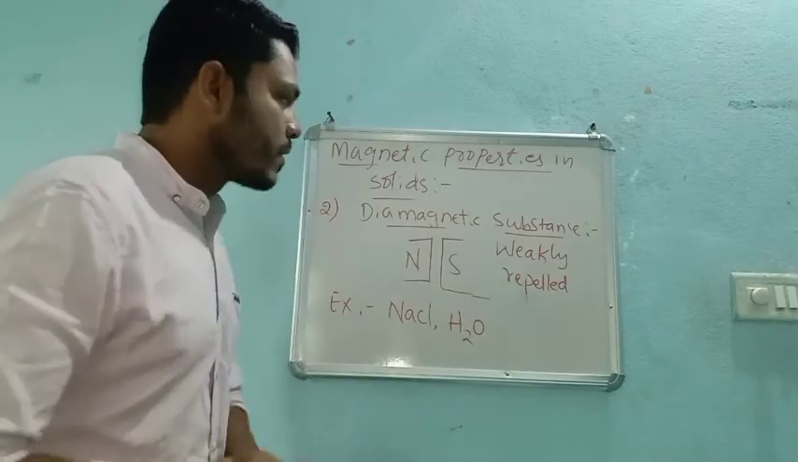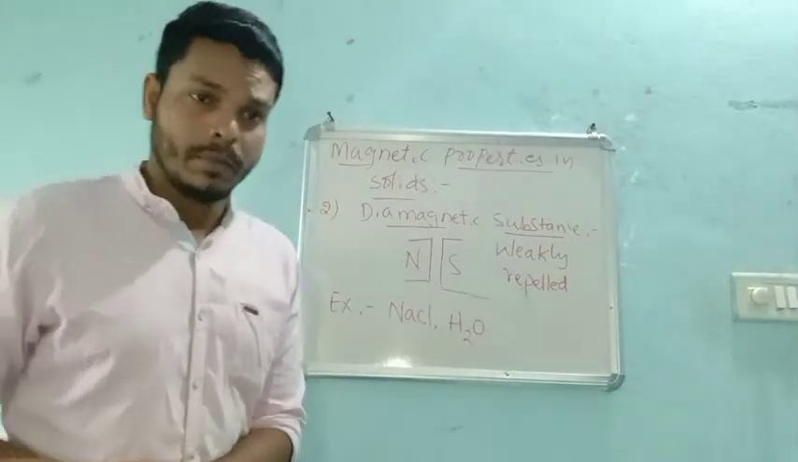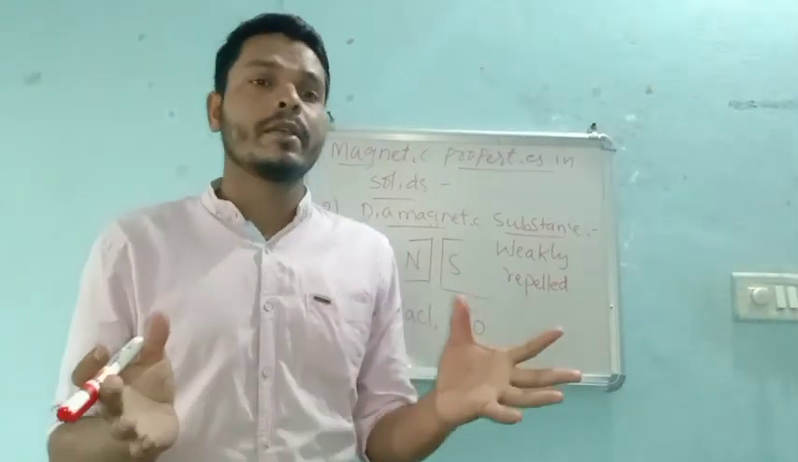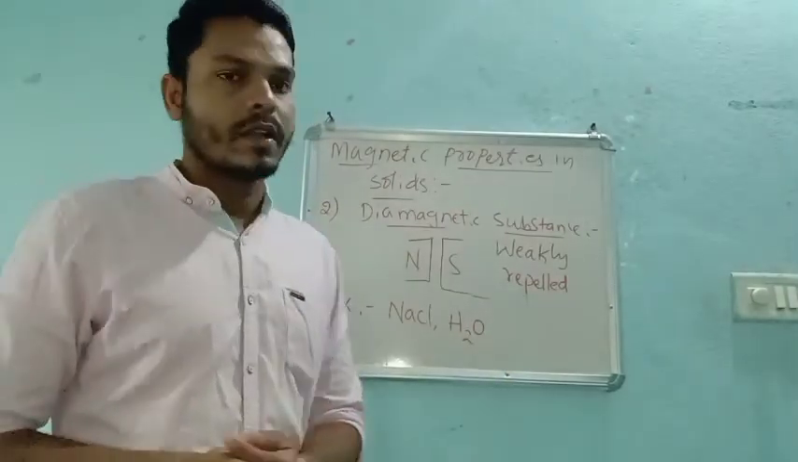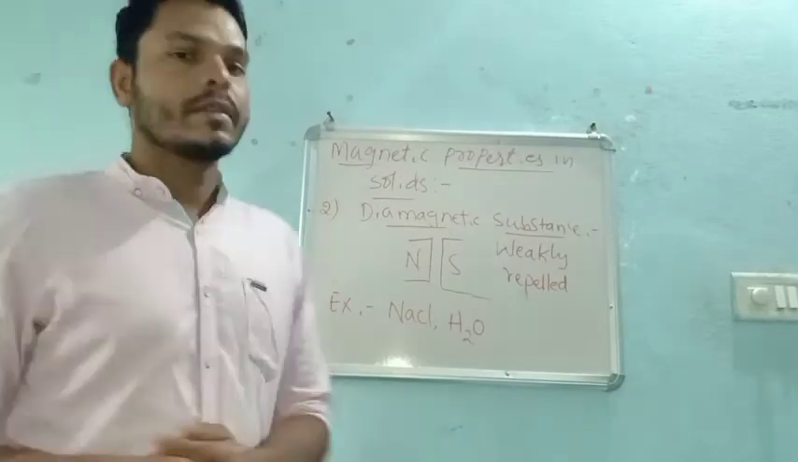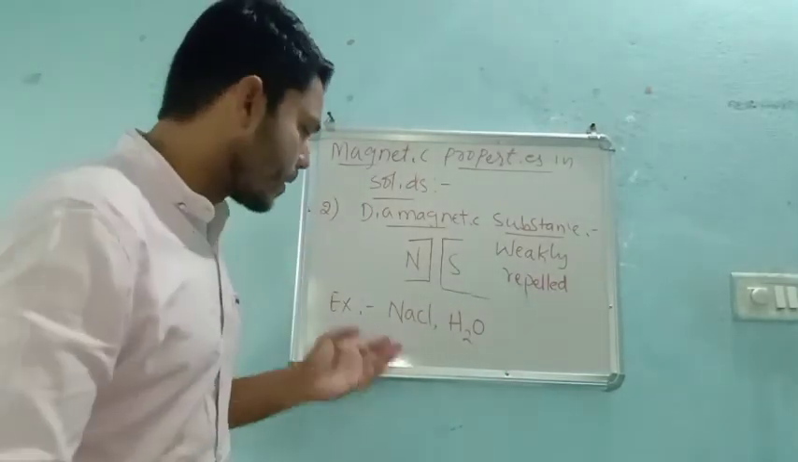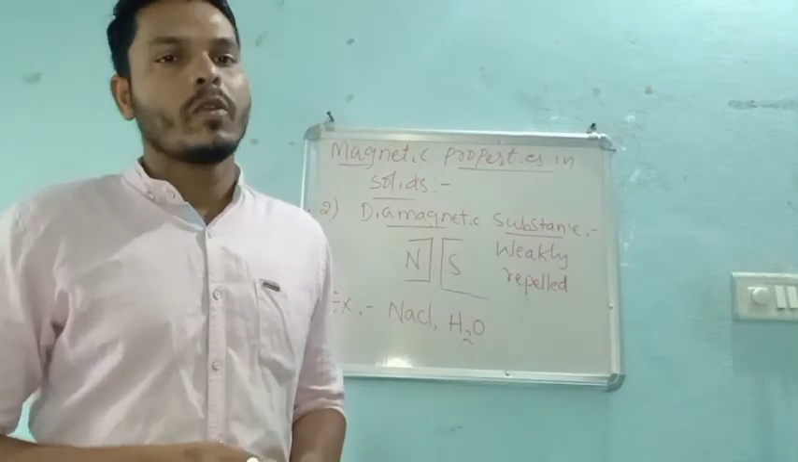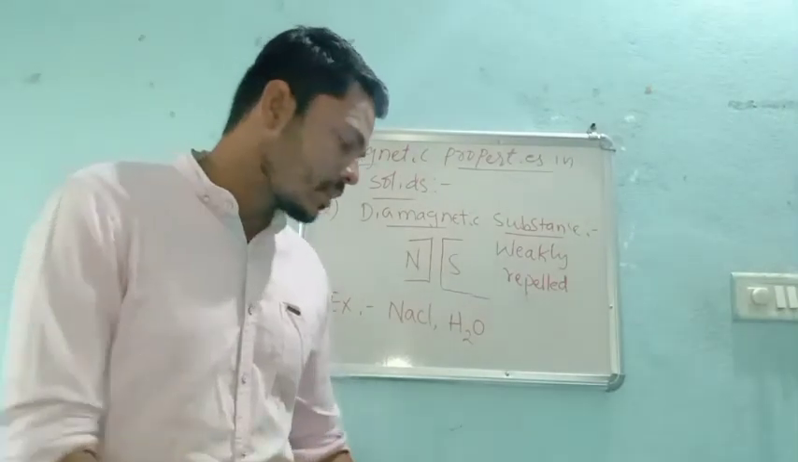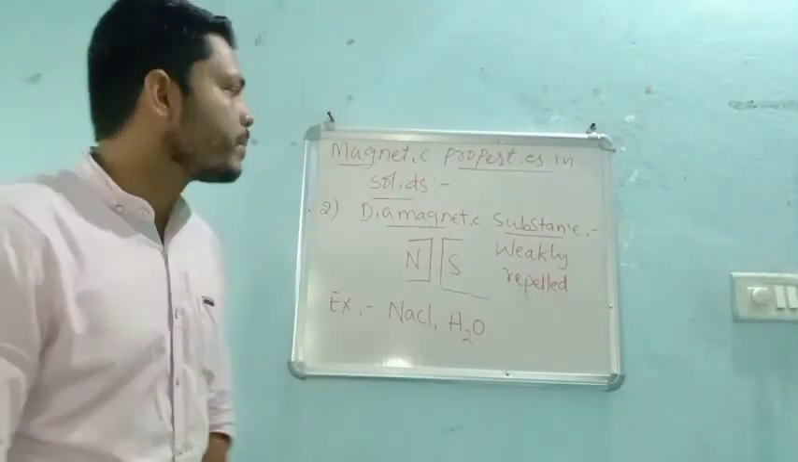So diamagnetic substances are those which are weakly repelled by the magnetic field, and such substances are called diamagnetic substances, right? And the examples are very easy: table salt as well as drinking water. These are the two best examples for diamagnetic substances.